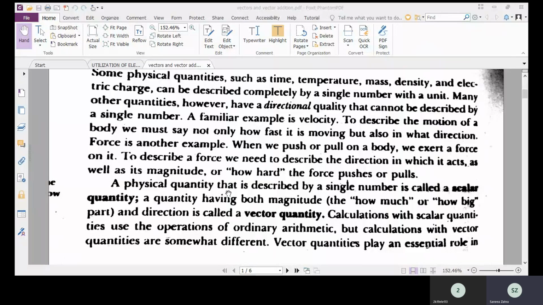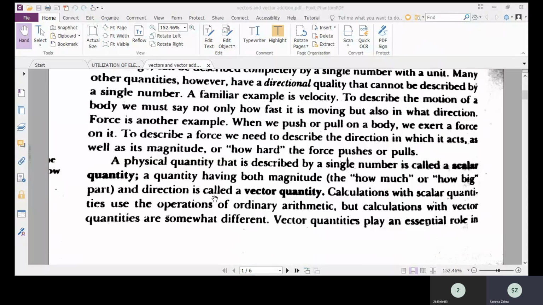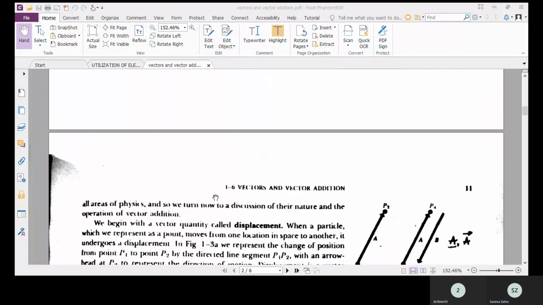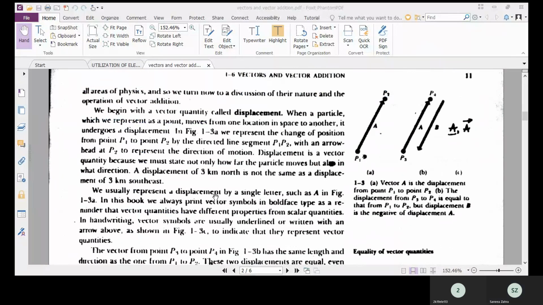Whereas it is different for vectors. Vector quantities play an essential role in all areas of physics. So we turn now to a discussion of their nature and the operation of vector addition. Now let's take a look at how we add vector quantities. To know about their addition, first of all, we must know what a vector quantity is and how we represent it.